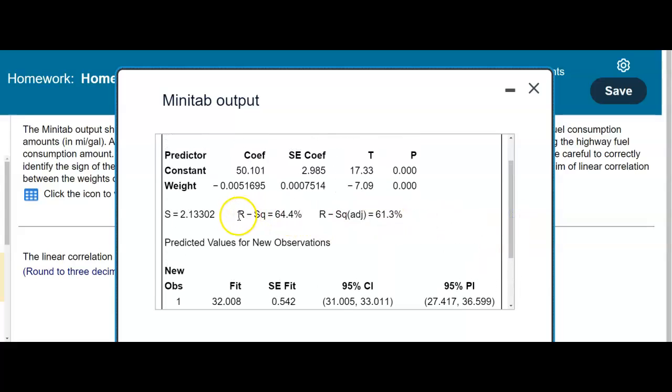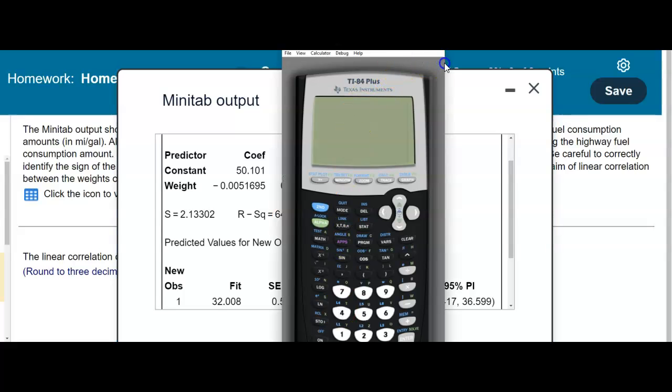So I want to come back up to here where it says r squared, which is equal to 64.4%. What we want to do is first change this to a decimal. So if we move this over twice, that's going to give us 0.644. Another way of doing that is, since it's a percent, just take the value of 64.4 and divide that by 100, and that gives us 0.644.